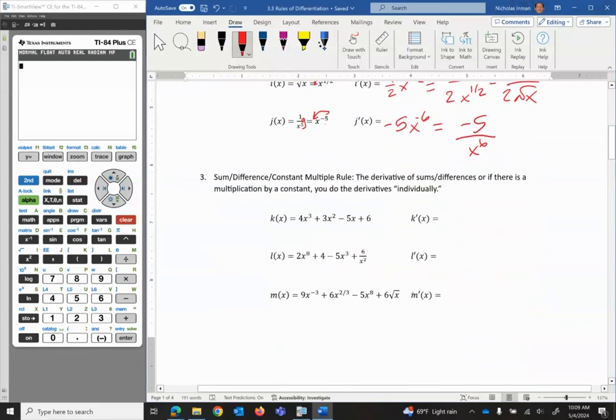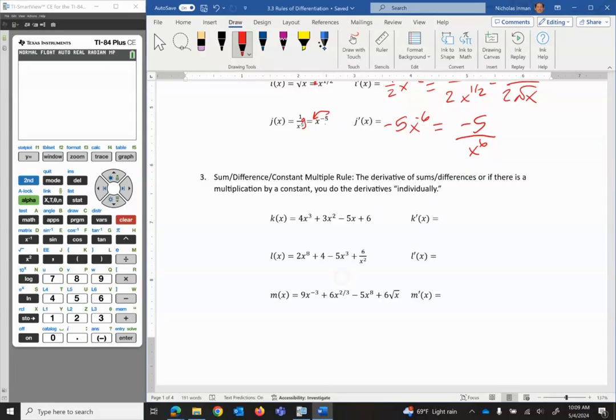The sum, difference, constant multiple rule. In general, we usually have these polynomials, with a lot of these things being added. Basically, this rule just says you can do the derivative of each one individually and then just combine the pieces. And numbers in the front, you're multiplying, so it's fine.